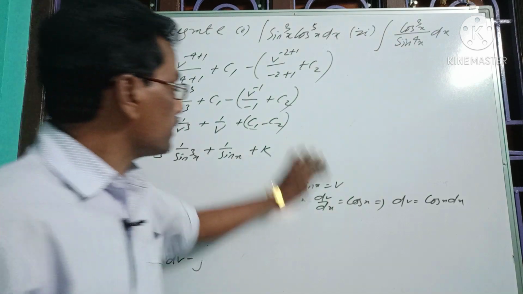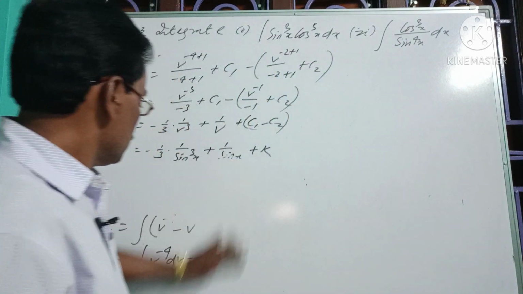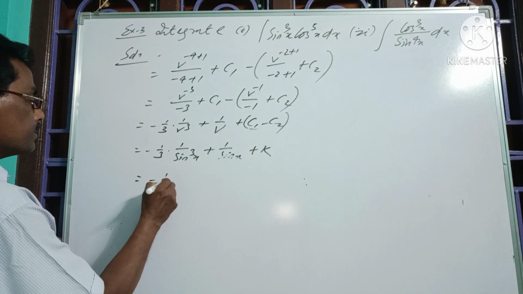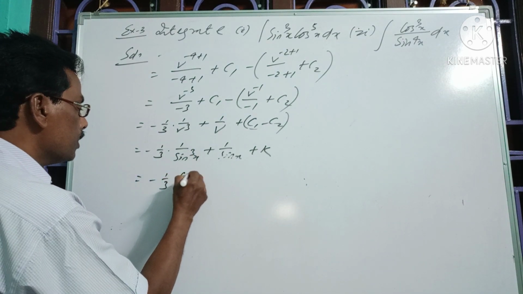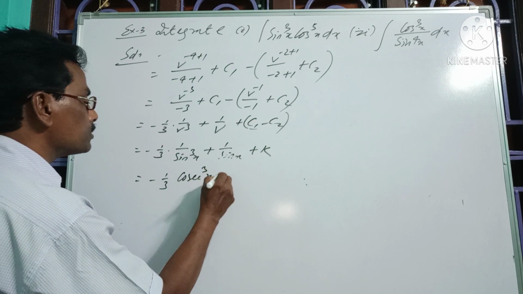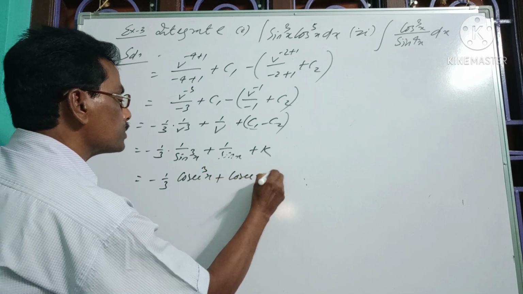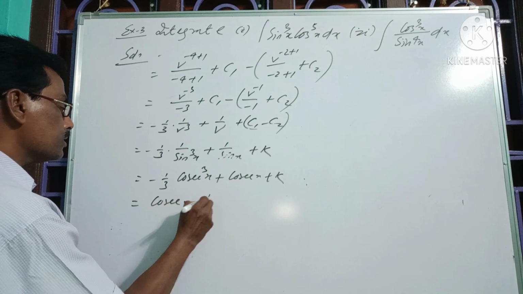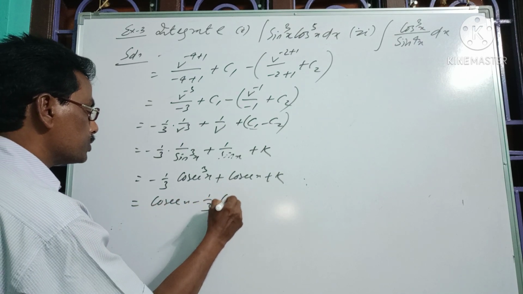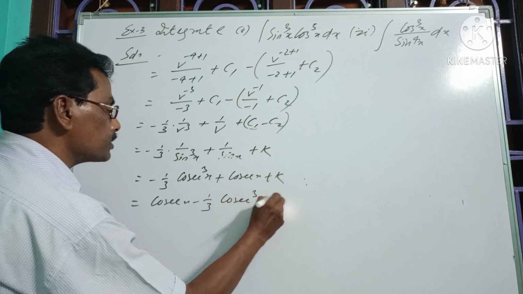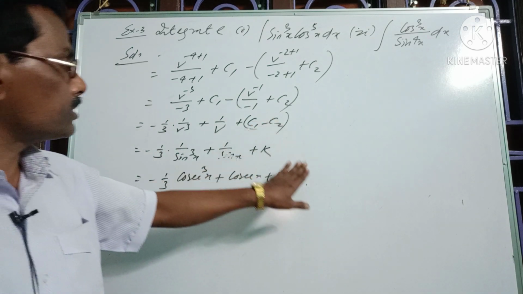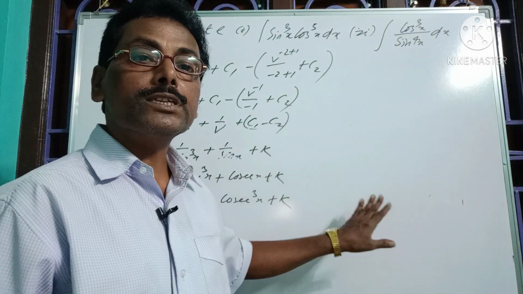So again simplifying, finally it will give us minus 1 by 3 cosec cube x plus cosec x plus k. Again simplifying, it will give us cosec x minus 1 by 3 cosec cube x plus k, where k is the final constant of integration. So in this process the integration is already completed, so the integration is over now.